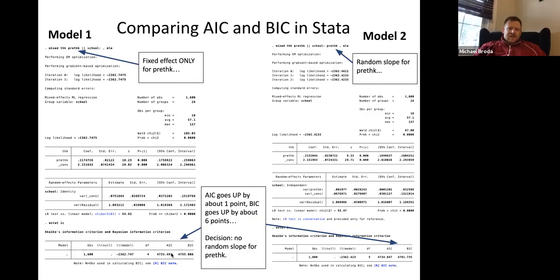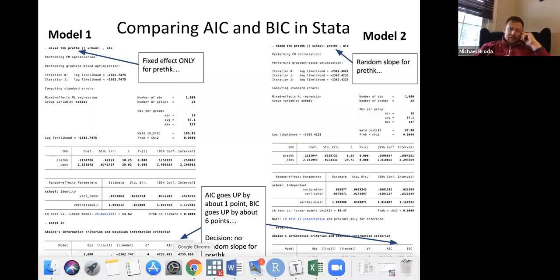And here is AIC, BIC for the first model and the second model. And if we look, okay, AIC is 4733 here, and it's 4734 in model 2. So we don't want it to go up as we add a more complex model. We want it to either stay the same or hopefully get lower, ideally get lower. So that's not a good sign.